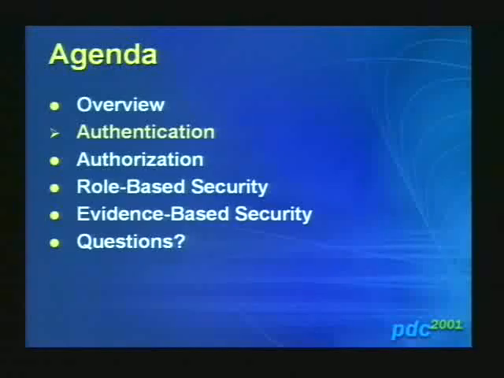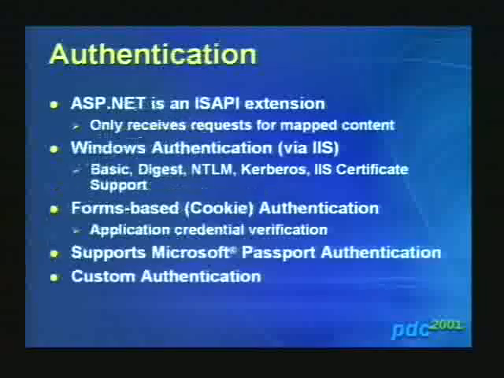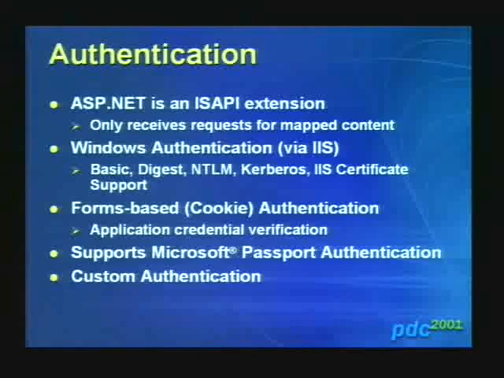Okay, so we'll take a look now at authentication, which is determining who the user is. And I want to start by saying that ASP.NET is an ISAPI extension. The important point behind this is that ASP.NET sees requests only for content types that are mapped to it. So if you want to use ASP.NET security to protect something like a Java server page, heaven forbid, or an old-style active server page that you haven't converted, ASP.NET will never see that request. So it's got to be content that ASP.NET owns or it won't see it. You can map things like static files through ASP.NET.